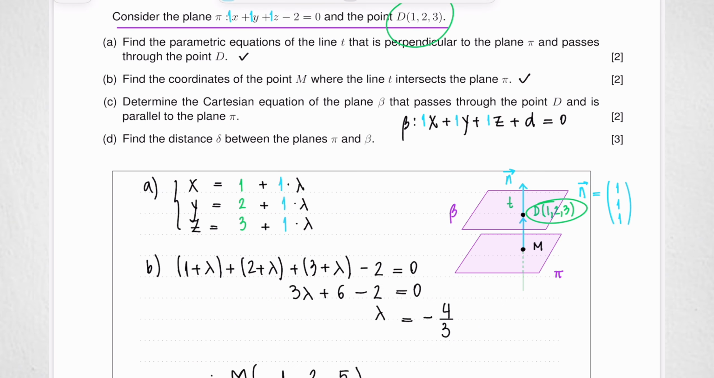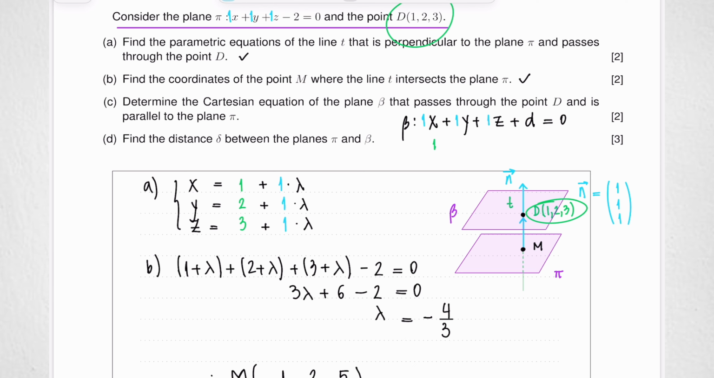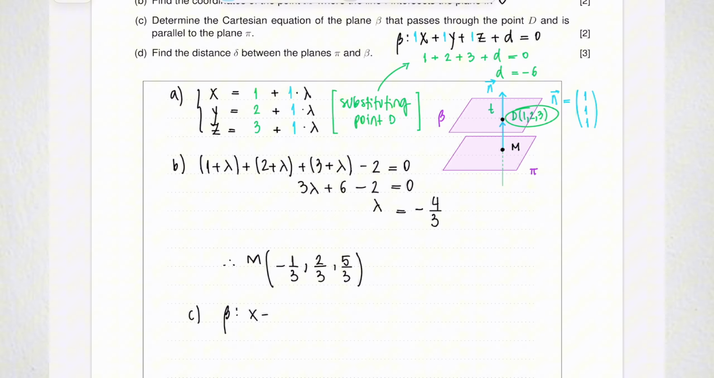Now we are going to replace 1, 2, 3 into x, y, and z, so we can get the value of d, which gives us the full equation of this plane beta. So 1x plus 1y plus 1z plus d equals 0. And right here we are substituting point D. So d is equal to negative 6, and plane beta is x plus y plus z minus 6 equals 0. This is the answer, and this is the work that we did.